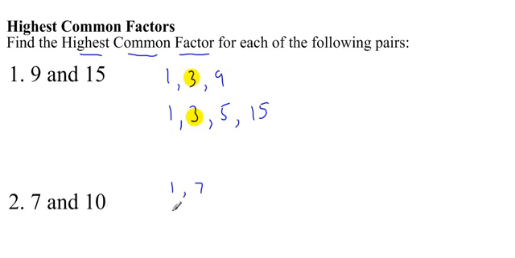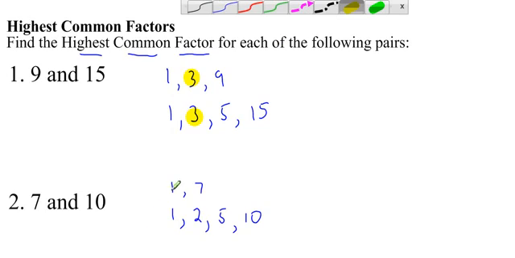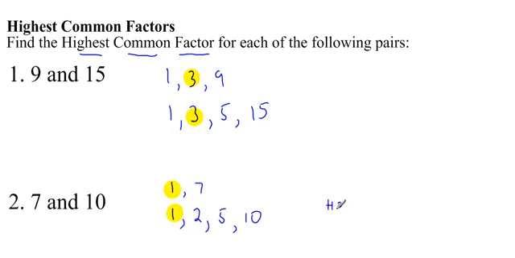10 is not a prime number, so it has more than 2 factors. So 1 goes into 10 exactly, 2, 5, and 10 itself. And you can see straight away that there is only one common factor, and it's 1. So that is also going to be the highest common factor. So the highest common factor of 7 and 10 is 1. I didn't write this for the previous one, so I'll do it now. The highest common factor of 9 and 15 is 3.